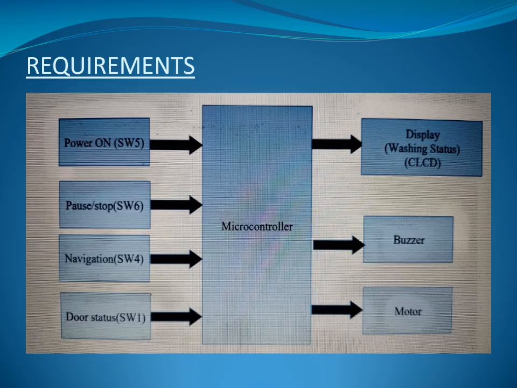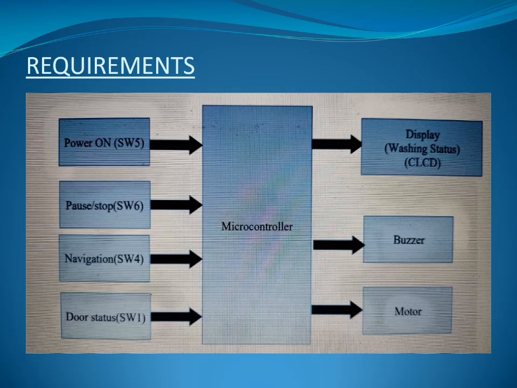Here we have used CLCD as a display, a buzzer for alarming conditions, and also a motor. The first one is the power on screen. We have used SW5 as the input. When SW5 is pressed, the machine is turned on and the output shows powering on washing machine.